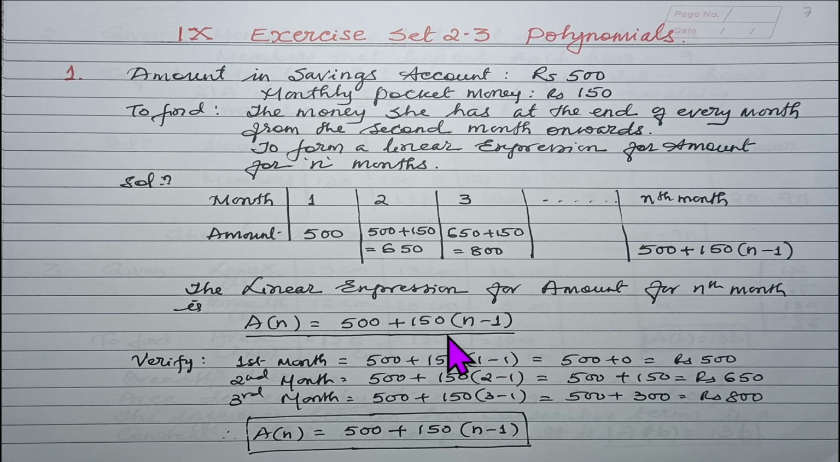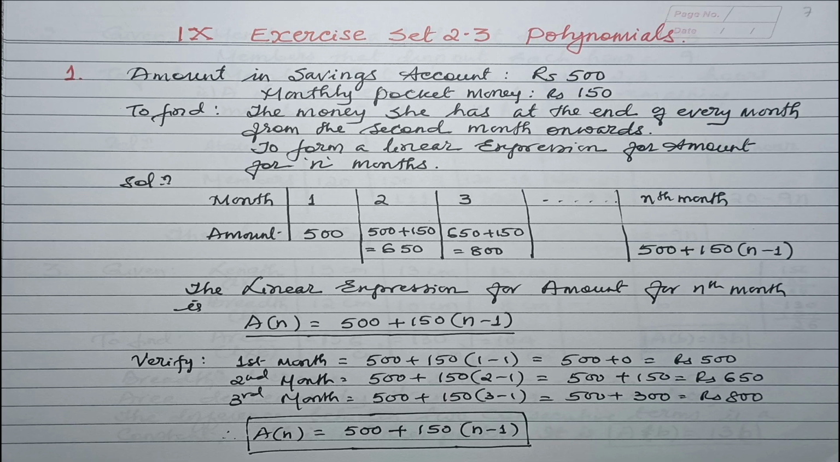The first month, n becomes 1, 1 minus 1 is 0, therefore it is 500 rupees. Second month, it is 2 minus 1, which is 1, 1 into 150, 500 plus 150 is 650. And for the third month, it is 3 minus 1 is 2, 150 into 2 is 300, 300 plus 500 is 800, and 100% the linear expression 500 plus 150 in the bracket n minus 1 is a correct linear expression for the amount for n months for the given example.